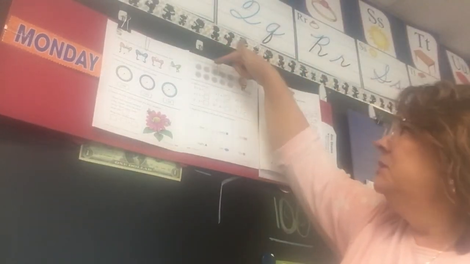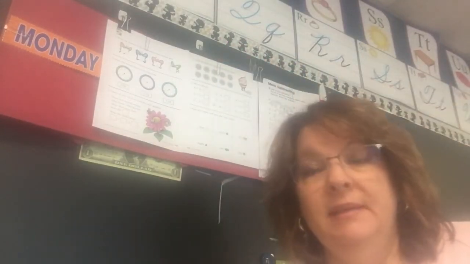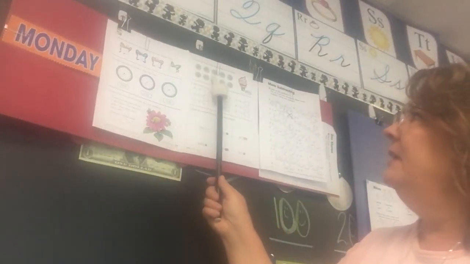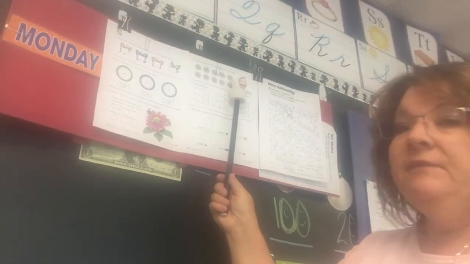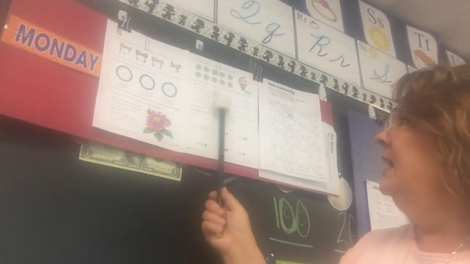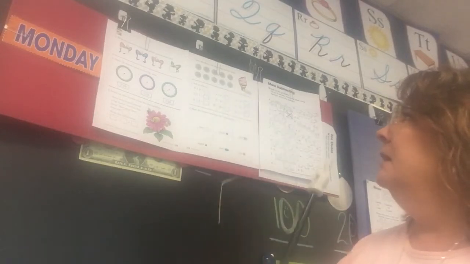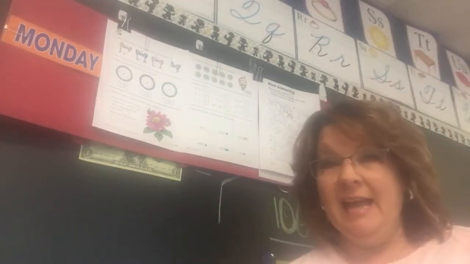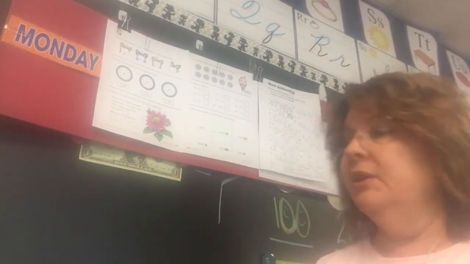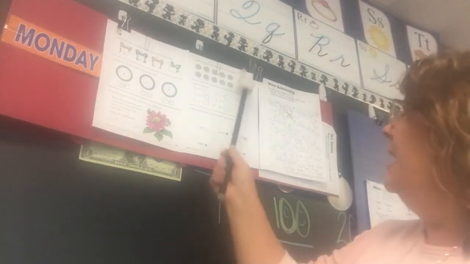10, 20. Let me get my counter because you might can see better. 10, 20, 30, 40, 50. You help me count. 60, 70, 80, 90, $1. We have $1 in dimes because we have 10 dimes. 10 dimes make $1.